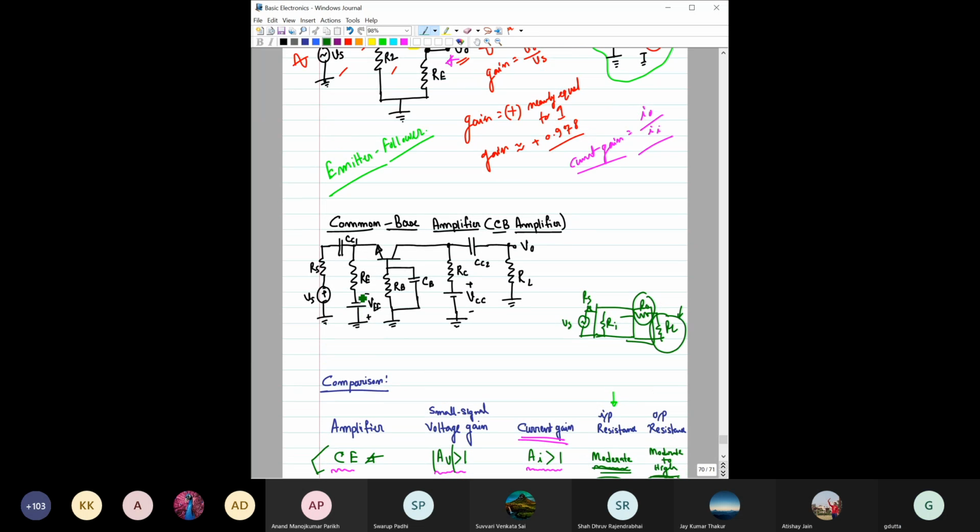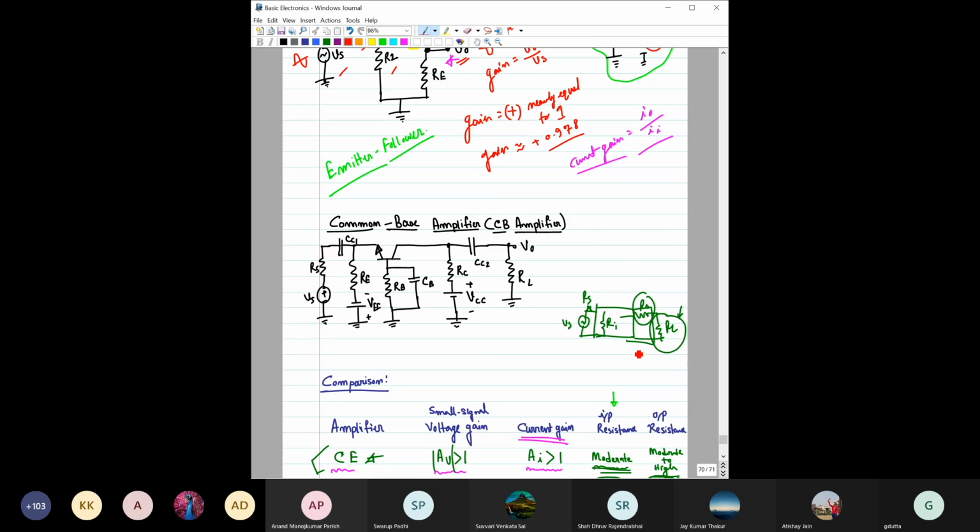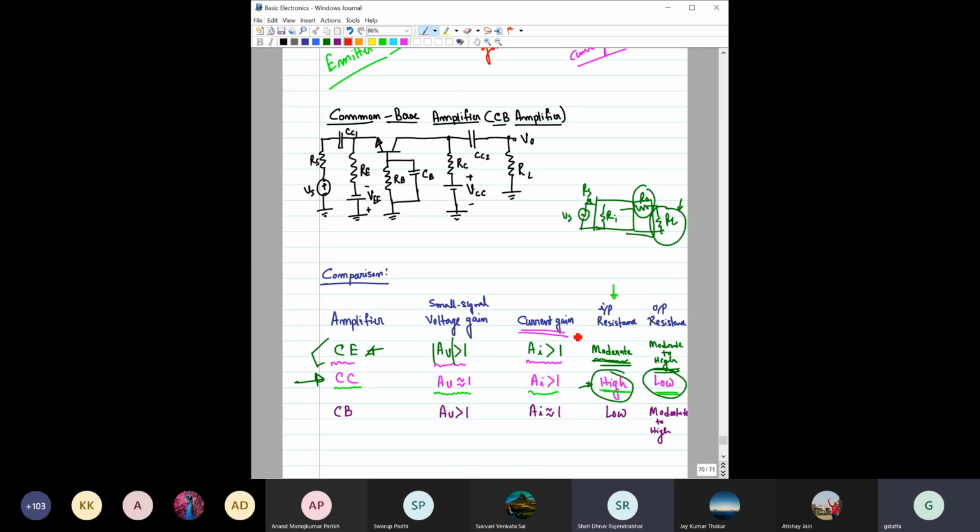Sir, current gain is IC upon IB, no sir, for common emitter? Current gain is IC by IB for common emitter, yes, and that's why it should be greater than 1. So sir, it means we know from the question itself the value of IC upon IB? Okay, beta, it is beta only, sir. It is beta only.